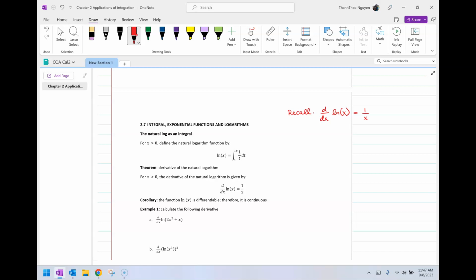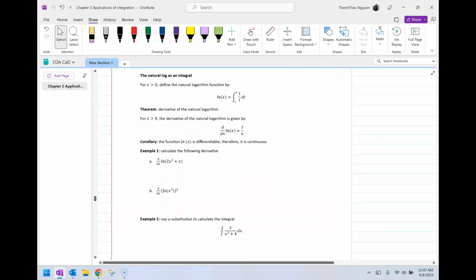So the theorem, for x greater than 0, the derivative of the natural logarithm is given by d/dx of ln of x equal 1 over x. Then we have the corollary. The function ln of x is differentiable, therefore this is a continuous function.